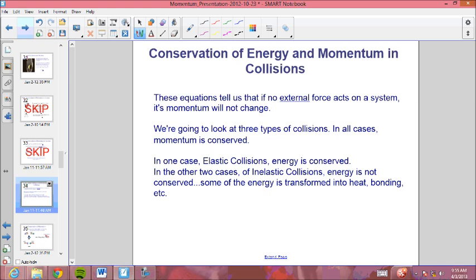We're going to look at three types of collisions. In all cases, momentum's conserved, so we don't have to worry about any impulse. In one case, elastic collisions, energy is conserved. In the other two cases of inelastic collisions, energy is not conserved. Some of the energy might be transformed into heat, bonding, etc.